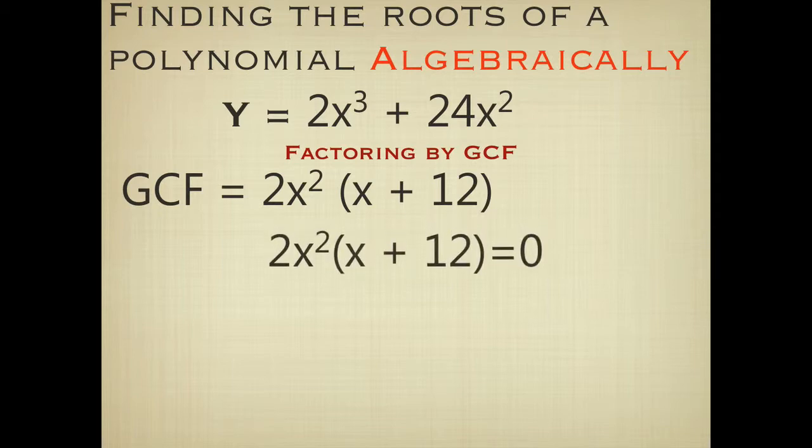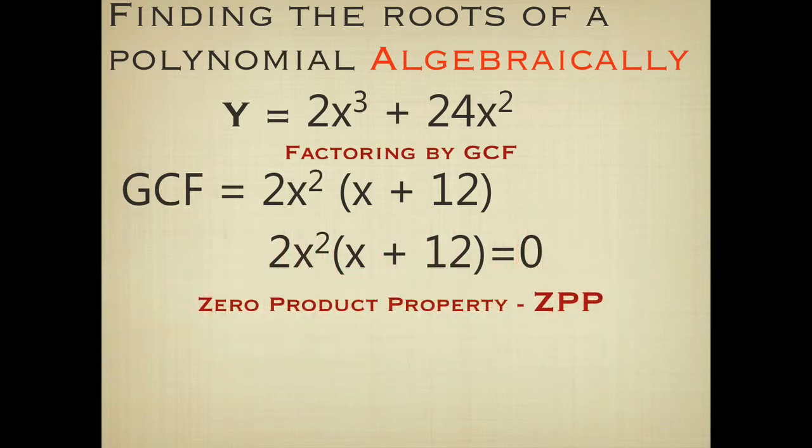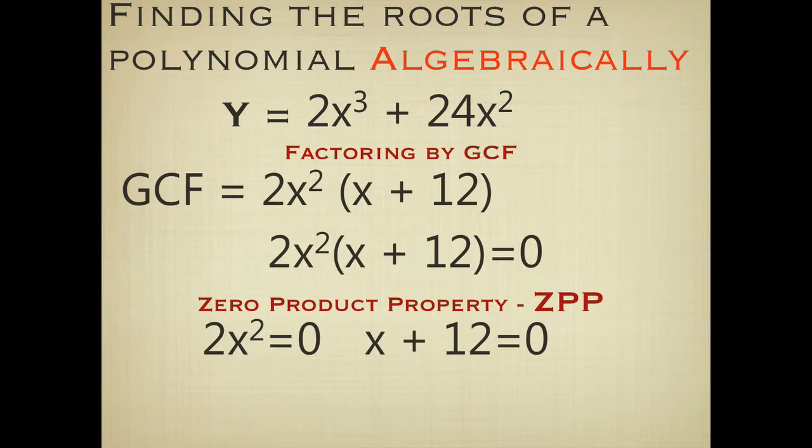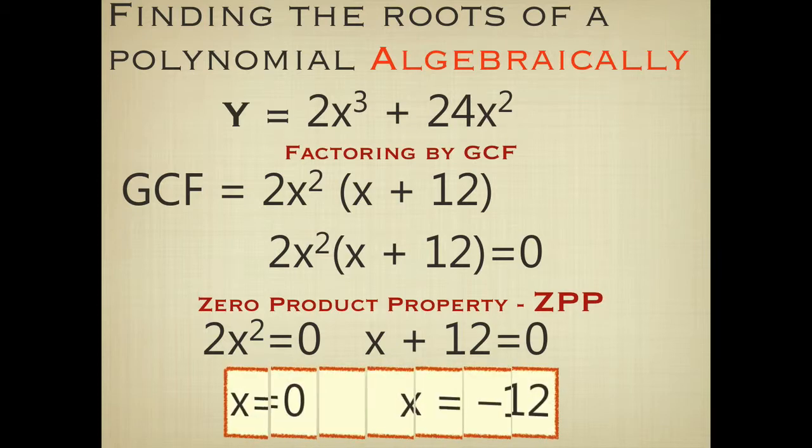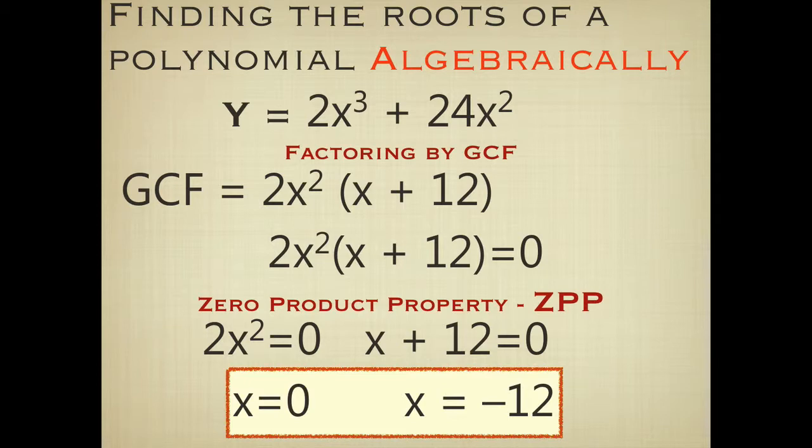Now using the zero product property, we can solve for the value of x for these terms. 2x squared is equal to 0 and x plus 12 is equal to 0. Therefore, the root of this polynomial will be at x equals 0 and x equals negative 12.